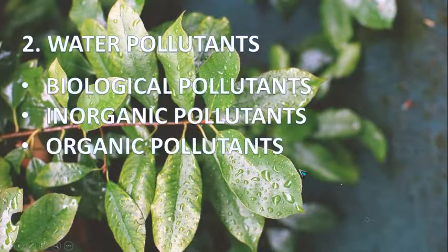Water pollutants: biological pollutants, inorganic pollutants, organic pollutants. Biological pollutants: water does not remain potable due to algae, bacteria, viruses, parasites, etc. Diseases are spread due to biological pollution. Inorganic pollutants: suspended particles like fine sand, dust, soil, precipitates of salt, compounds of arsenic, cadmium, lead, mercury, and traces of radioactive materials. Organic pollutants: weedicides, insecticides, fertilizers, sewage, industrial effluents, etc.